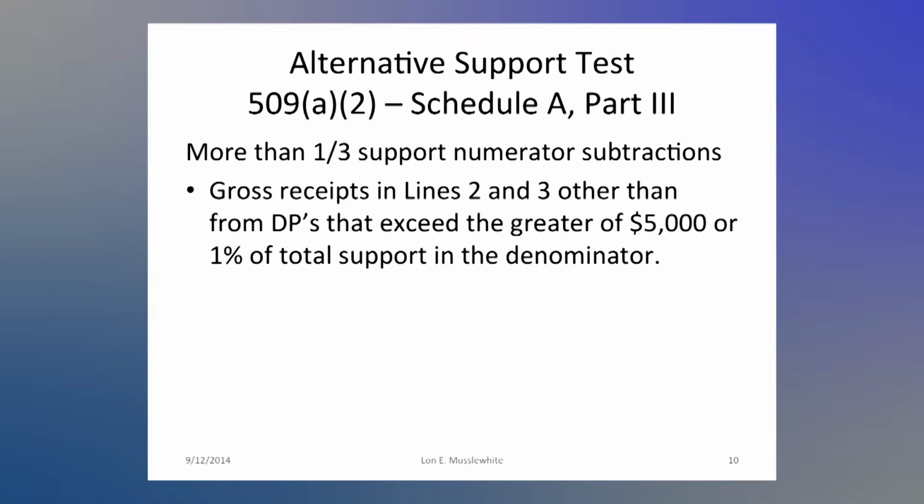There is another more than 1/3 support subtraction in the numerator. You have to subtract gross receipts in lines 2 and 3 that are not from disqualified persons, but ones that exceed the greater of $5,000 or 1% of total support in the denominator.